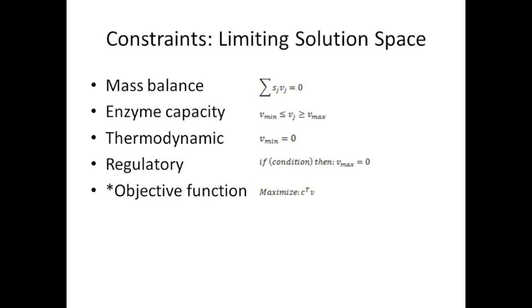I also included here an objective function, which is not really a constraint, but it's very important to many of the things you like to do with these models. An objective function specifies a certain reaction that you'd like to maximize in the system. It's written as maximize the objective function over all the fluxes in the system.